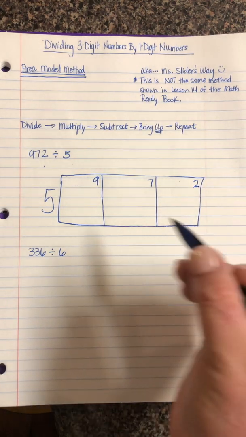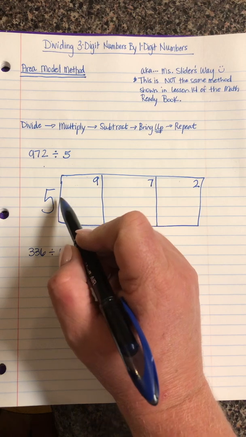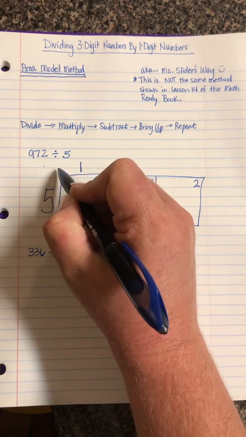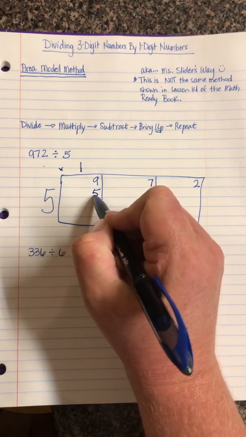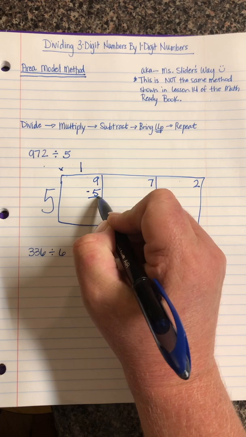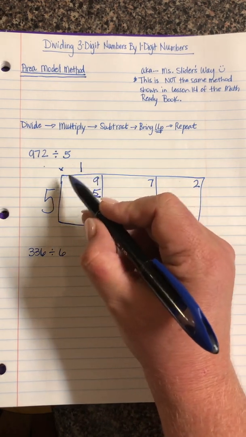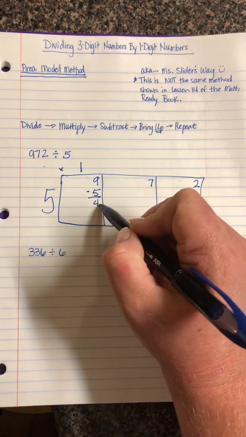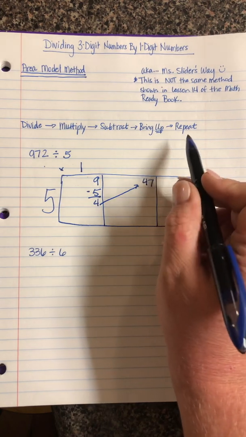Okay, now we actually begin dividing. We'll divide 5 into 9. In other words, we're looking for what 5 fact will get me close to 9, and it will be 5 times 1. So we put that answer on top, and then we multiply 1 times 5 is 5. Put it right here, subtract. Okay, so we just went through the steps of divide, multiply, subtract, and now we're on bring up. So we're going to bring this 4 up here, let it join the 7, and now we'll repeat.